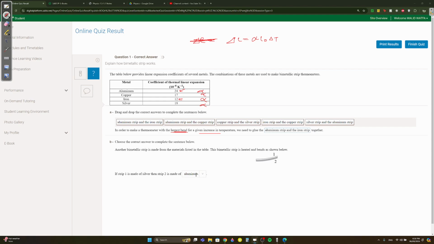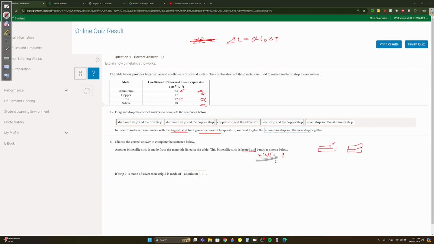Part B. If strip 1 is made of silver, then what is strip 2 made of? Let's see. Here they said it got heated and it bended upwards, right? Towards the silver. They said strip 1 is made of silver. If it's heated and bending towards silver, that means, remember, when you heat it, it bends towards the one with space. So remember, it goes like this. And this one, there's space here, since it didn't extend as much. So that's why it bends upwards. Remember?